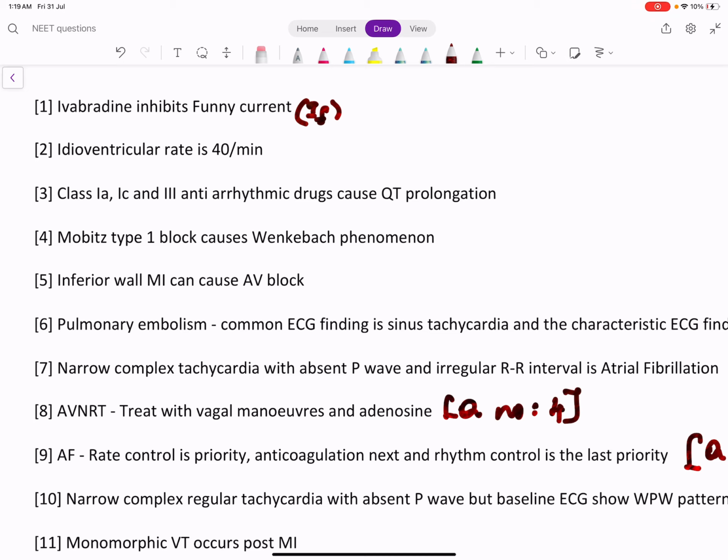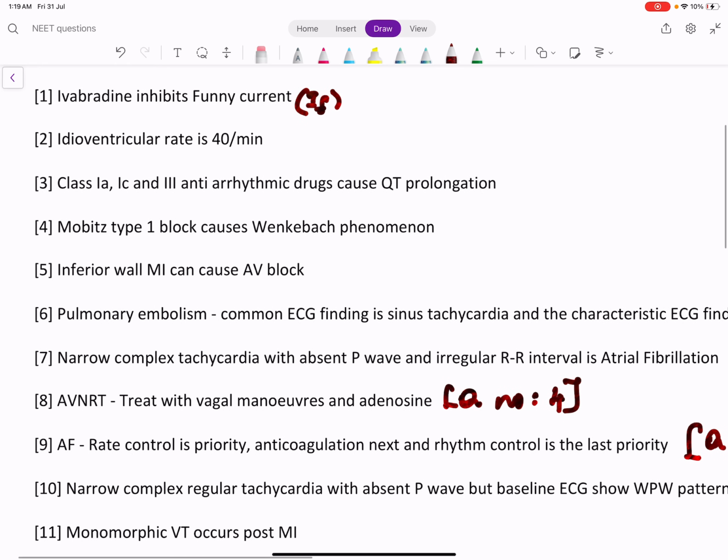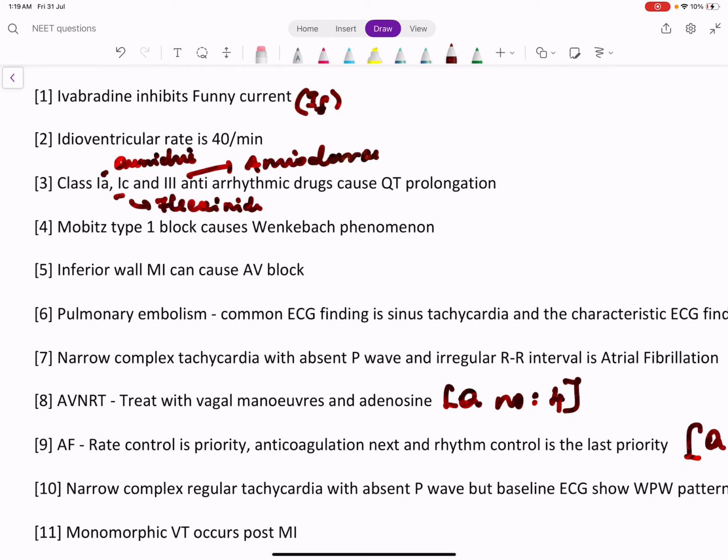Class 1A, Class 1C, and Class 3 antiarrhythmic drugs cause QT prolongation. So Class 1A will be quinidine. Class 1C drug will be flecainide. Class 3 is amiodarone, dronedarone, etc. So Class 3 is a potassium channel inhibitor. Class 1 is a sodium channel inhibitor. So these antiarrhythmic drugs cause QT prolongation.